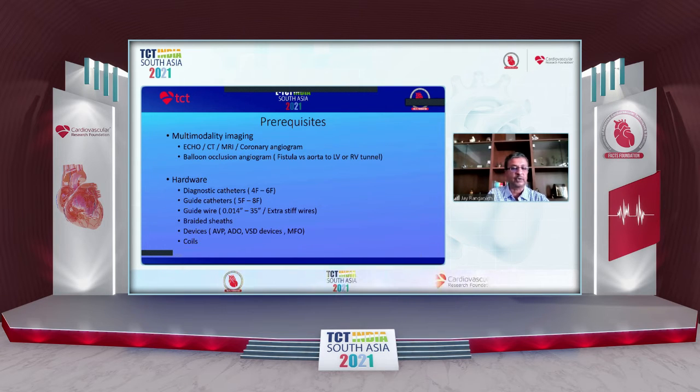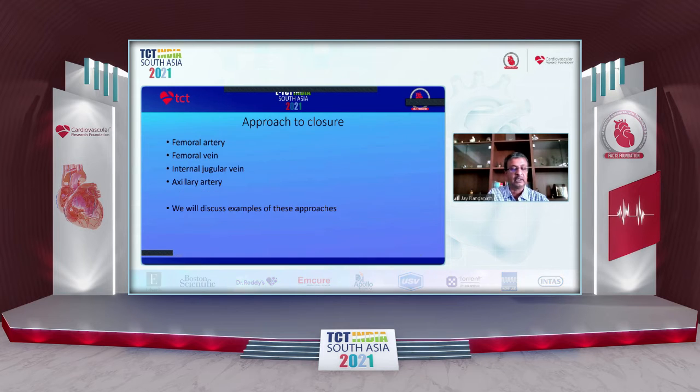Devices: any device is okay, but the standard devices we use nowadays are the Amplatzer vascular plug, the ADO, the Amplatzer ductal occluders, or similar types. The VSD devices, MFO, multifunctional occluder devices, or the Konar device. Coils have still got a place. We have closed a lot in our setting also, and a lot of coils have been used.